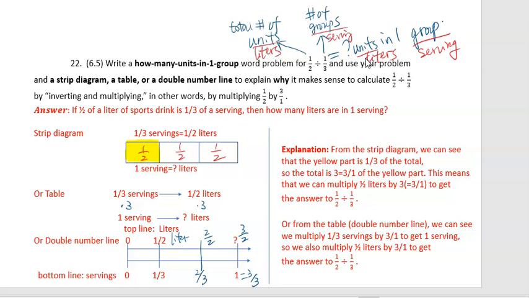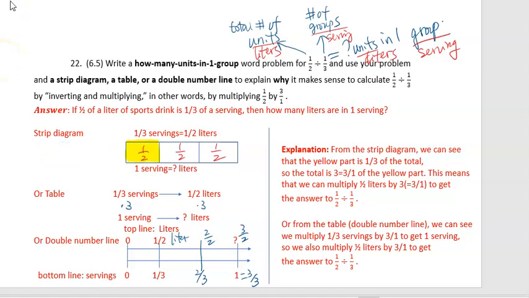So what we're going to draw is the strip diagram for the servings, because we know 1/3 of a serving and we ask for one serving. So we start with just a rectangular box, and that's considered as one serving. So the entire box is one serving.